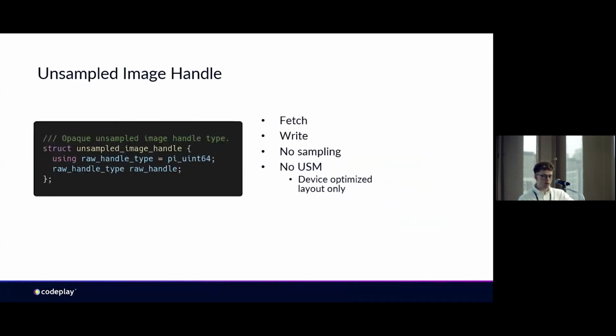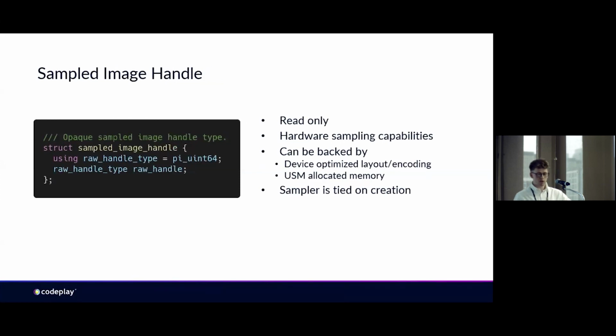So an unsampled image can support reading and writing, but as of right now it can only be backed by device optimized layout allocation. So that means no USM for an unsampled image. But with a sampled image, it's more interesting since you get access to the hardware sampling capabilities, and it can be backed by both a device optimized layout or USM. So note here the sampler, which I'll talk about in a minute, is tied to the handle on the creation of the image. This is another thing that may change in the future, but we'll see.